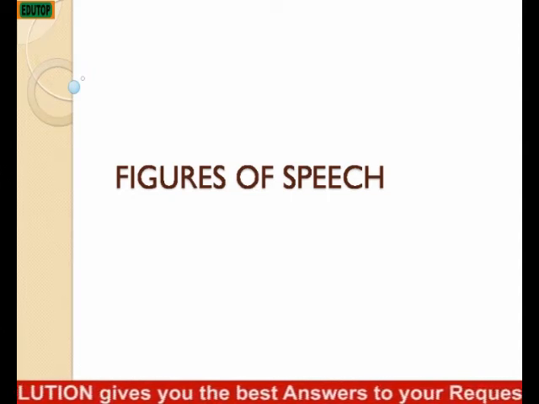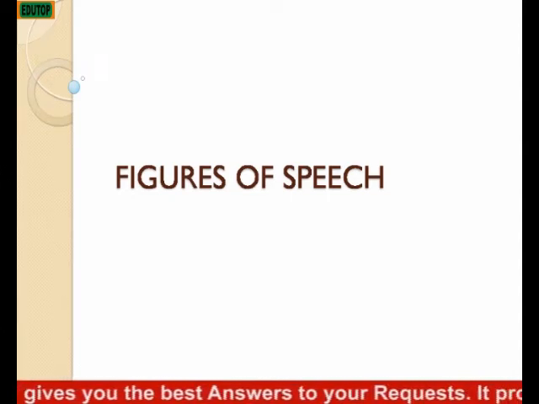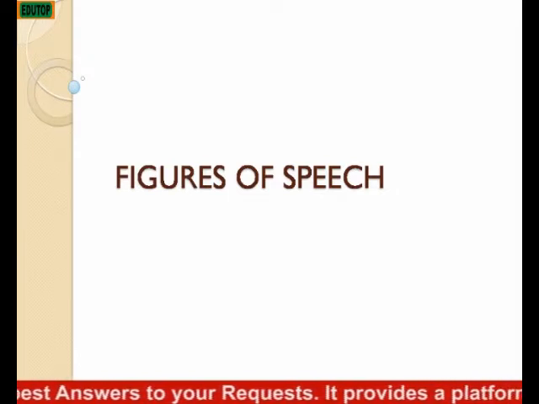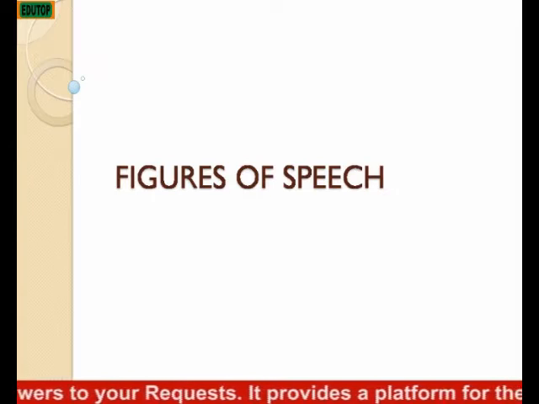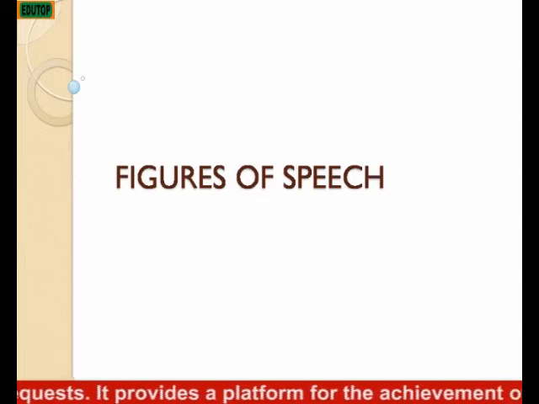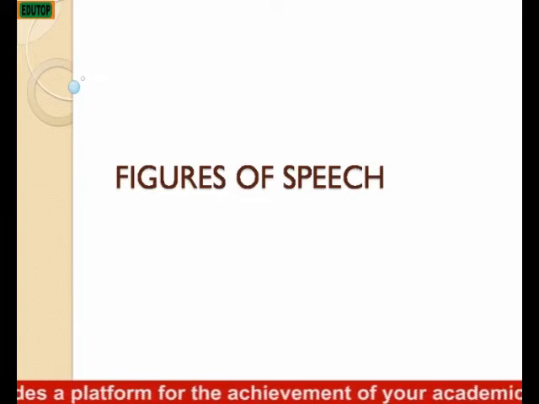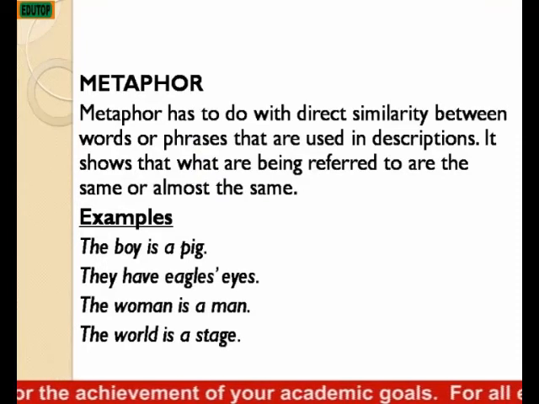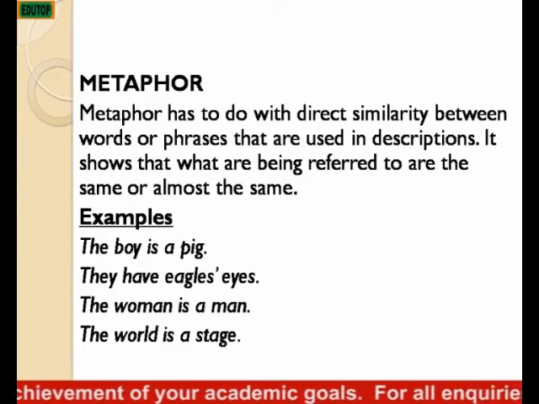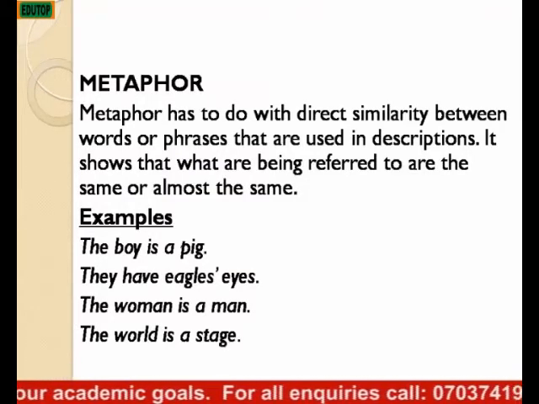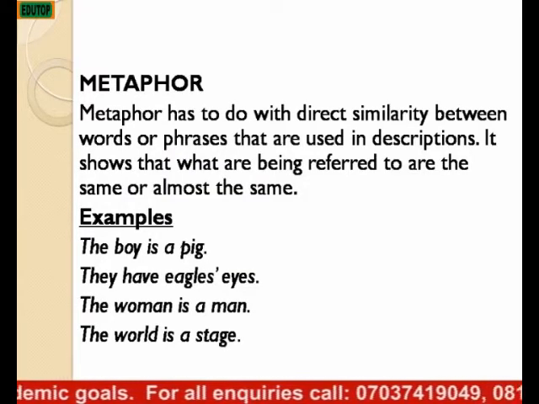Those expressions that become implied, whose meaning cannot be gotten through literal explanations, those are what we refer to as figures of speech. And we have a number of figures of speech in English language. So we'll be going through some of them. The first one we'll be talking about is metaphor. Metaphor has to do with direct similarity between words or phrases that are used in descriptions. It shows that what are being referred to are the same or almost the same.